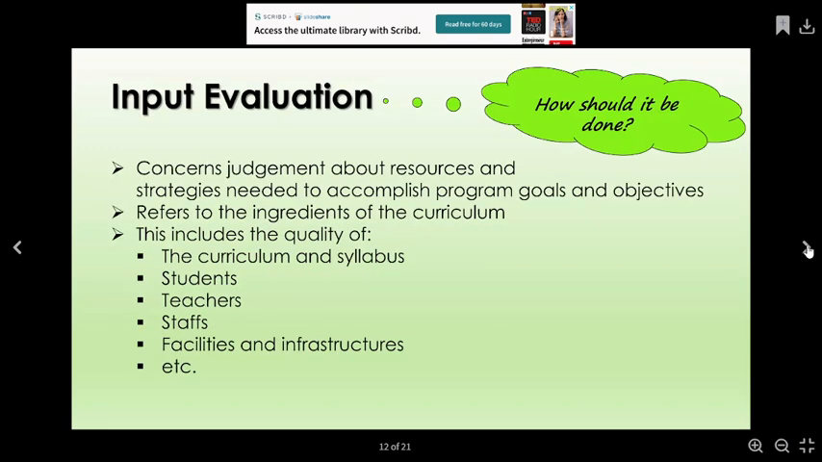The second one is the input evaluation. Input evaluation is concerned with the resources. What resources are we using for the course? It also concerns the strategies needed to accomplish the program goals and objectives. What are the inputs of the curriculum? That means the curriculum, syllabus, students, teachers, staff, facilities, and infrastructure like library, laboratory, and e-learning. All these form the input in the input evaluation.